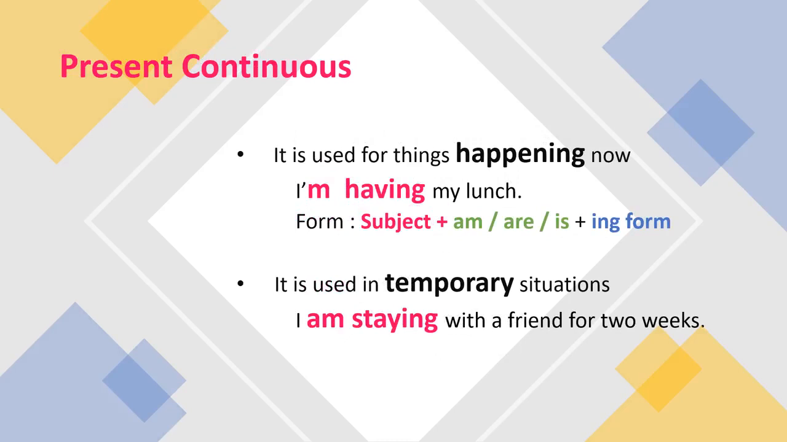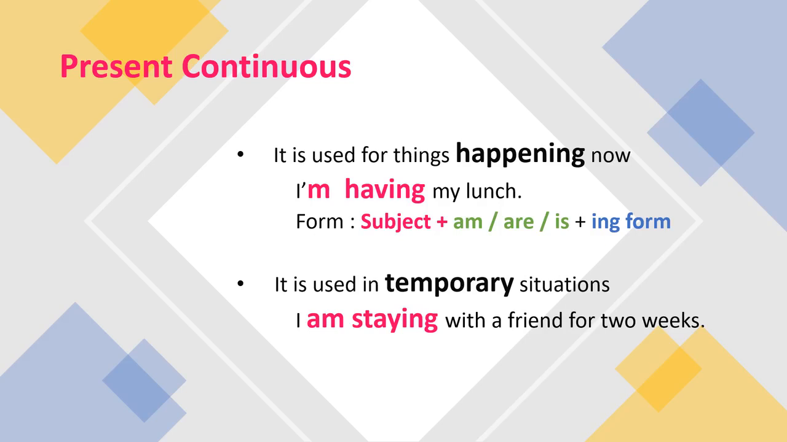Let's move on to present continuous tense. Now it is used for things happening now. For example, I am having my lunch. So this is a situation which is happening right now, that is having the lunch. So the form is subject plus am or are or is plus ing form of the verb.